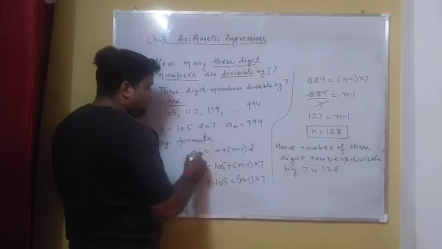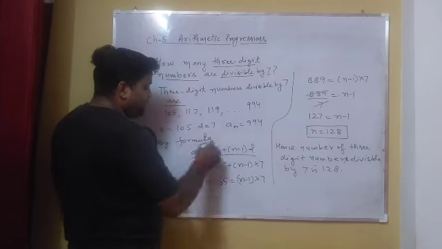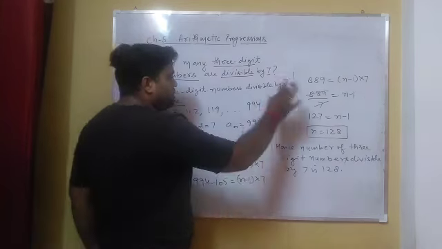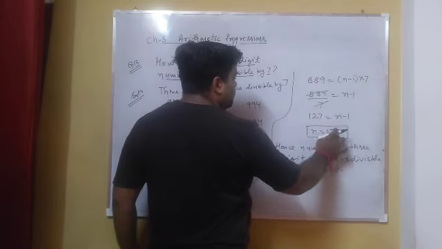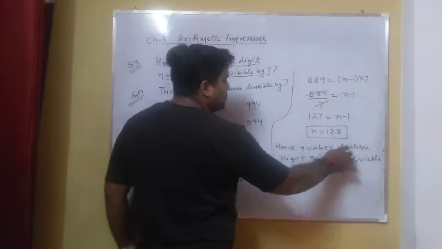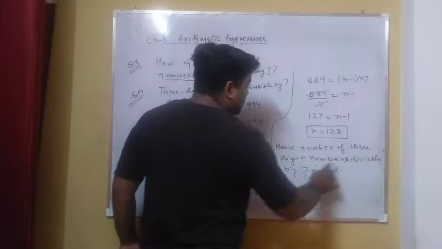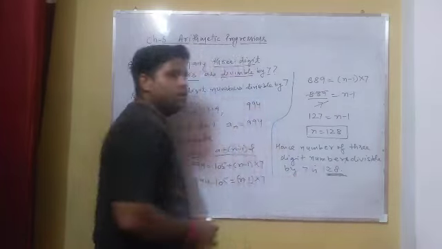We know the formula An is equal to a plus n minus 1 into d. On putting all the values and solving here, we get the value of n equal to 128. So hence the number of 3 digit numbers divisible by 7 is 128.